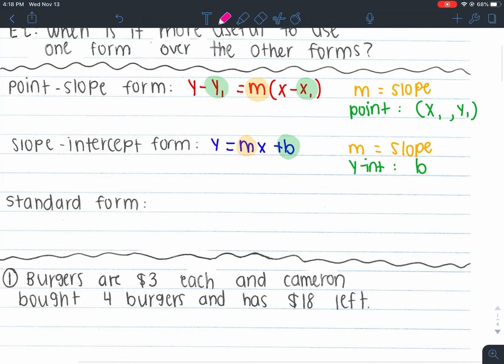All right, the last form that we learned was standard form. That's ax plus by equals c. Now this form doesn't really give us much, hence why it's called standard form. It's just the standard. Doesn't give us much, doesn't give us a slope, doesn't give us a y-intercept. It just looks kind of nice.